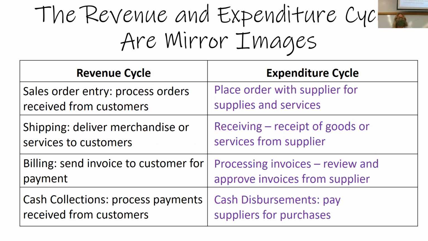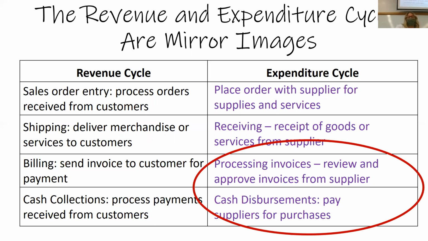All right. So as we talked about when we began the purchasing cycle, the revenue cycle, which is what we started the system understanding on, and the expenditure cycle are mirror images of one another. Now we're moving to this piece, paying the invoices, processing the payments, and paying our suppliers for our purchases.